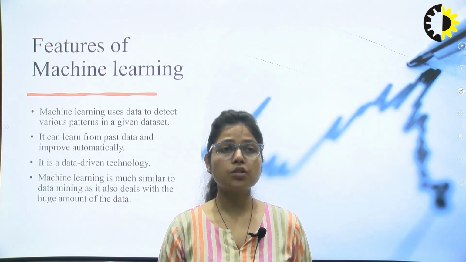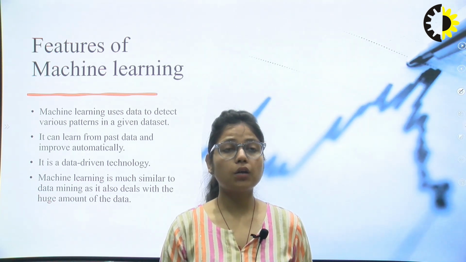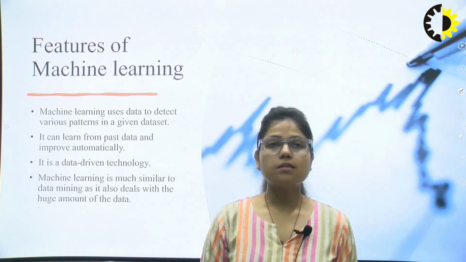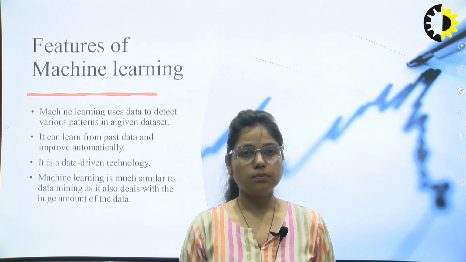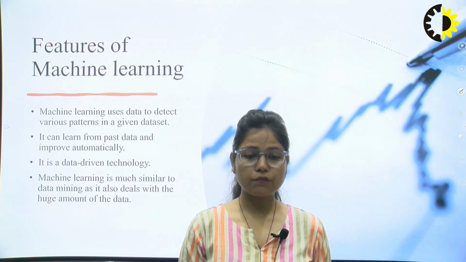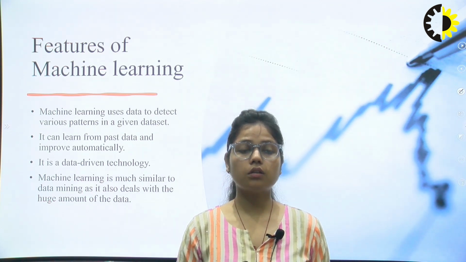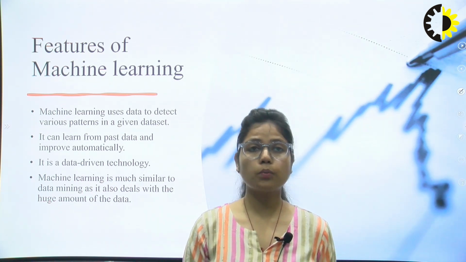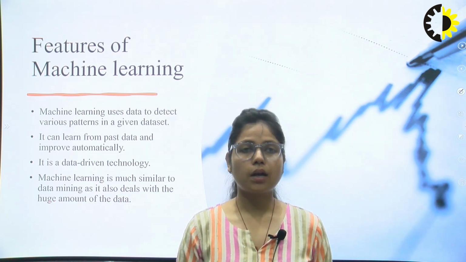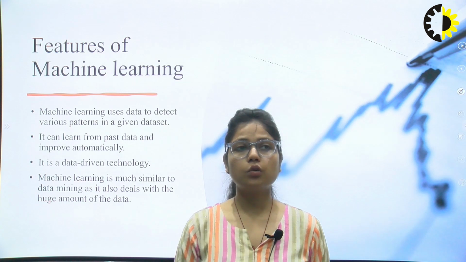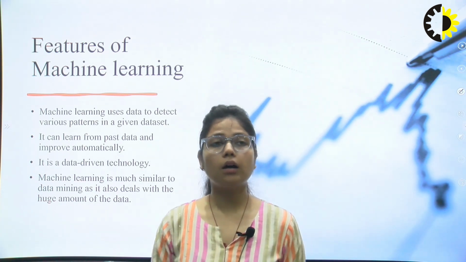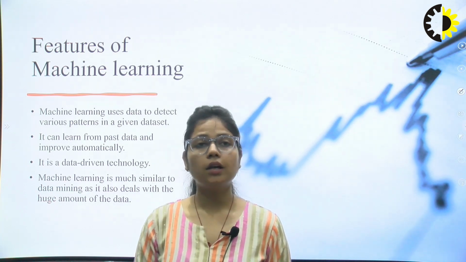Machine learning is much similar to data mining, as it also deals with a huge amount of data. Machine learning is a subset of artificial intelligence, and deep learning is a subset of machine learning. So basically, in artificial intelligence, we try to mimic the human brain. In machine learning, we use algorithms, and in deep learning, we use complex neural networks to perform our functions. This is the hierarchy.